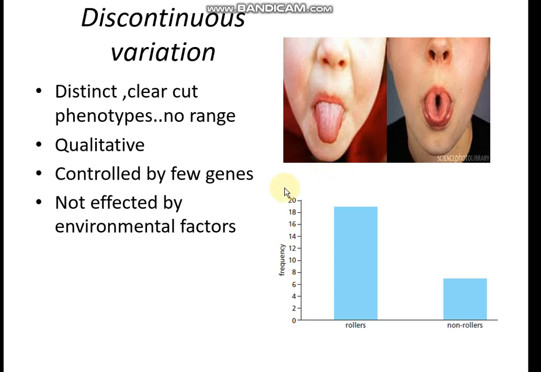And if we see the graphical representation of the discontinuous variation, then it is a bar graph. Now this is a graph. Let's say in our class we collect the data, and after collecting the data we make a graph, and we can see that 18 or 19 students in your class can roll the tongue, but then we have 6 to 7 students in the class who cannot roll the tongue. So this is how you represent discontinuous variation data. It is represented by a bar graph.